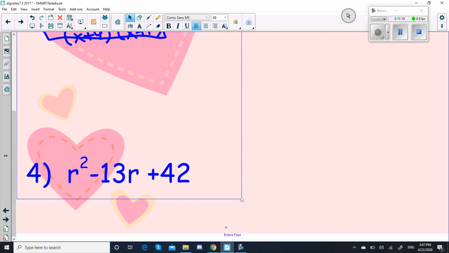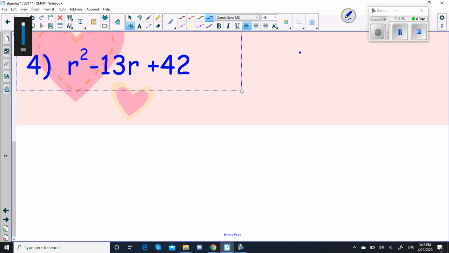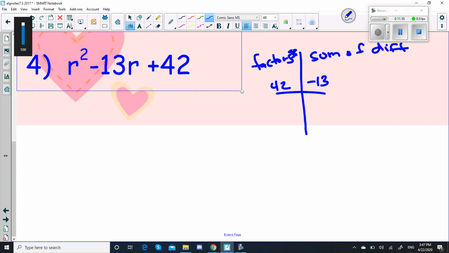Okay, here's number 4. Let's try number 4. This time I'm looking for factors of 42 that give me a sum or difference of negative 13. Notice that it's negative. So since it's negative, I'm going to have to use negatives over here too, since that sum or difference is negative.